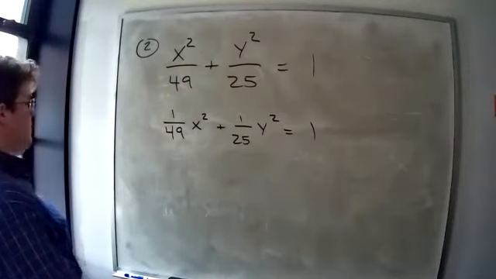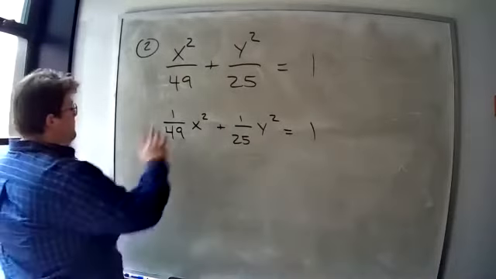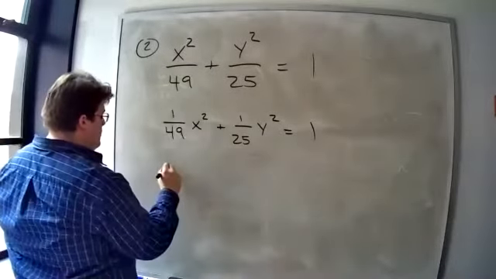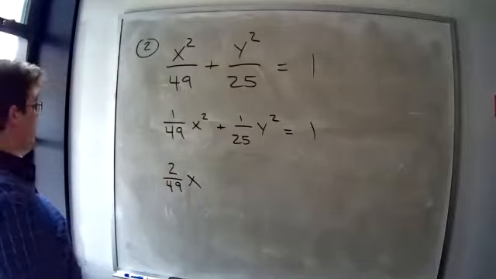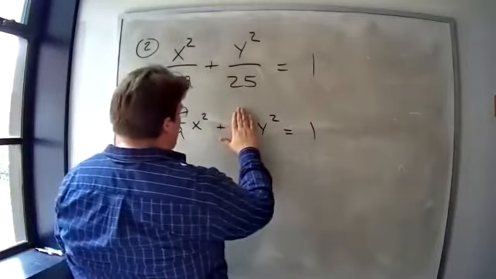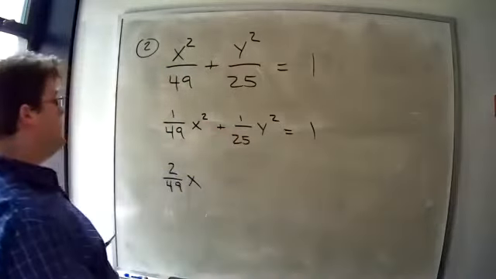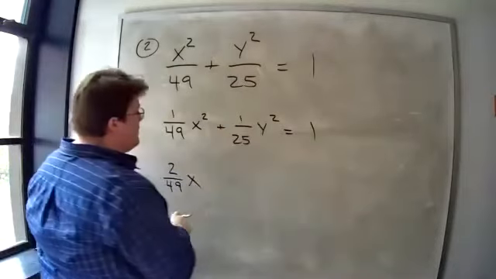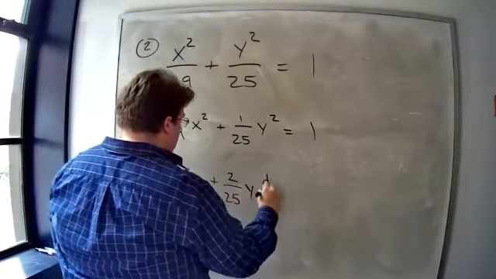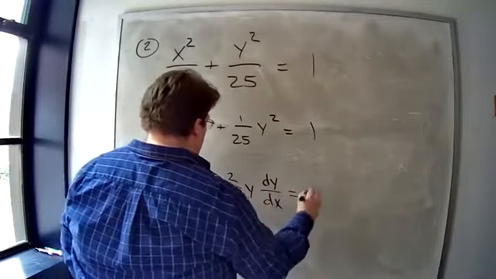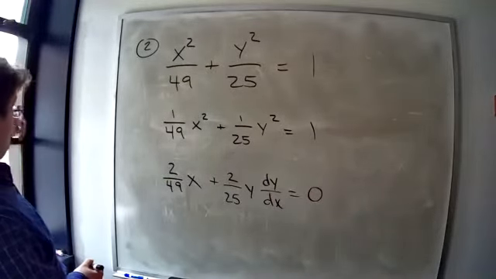So we need dy/dx. Well, we'll differentiate with respect to x. The derivative of x squared with respect to x is 2x, so I'll pull the 2 out front also. The derivative of y squared with respect to x is 2y, but then you need to apply the chain rule, so you get 2y times the derivative of y with respect to x. 1 is a constant, so its derivative is 0.